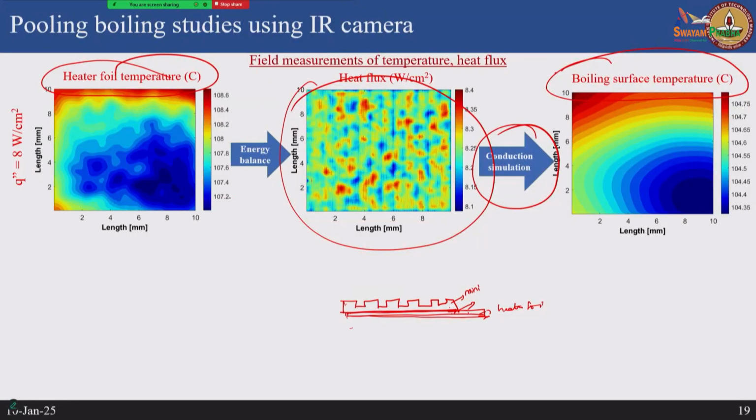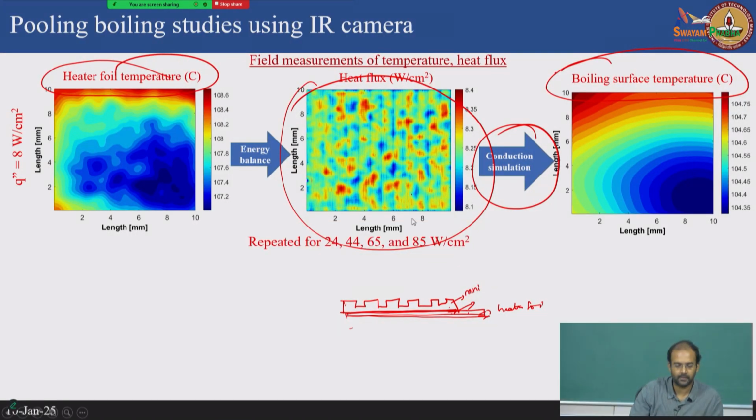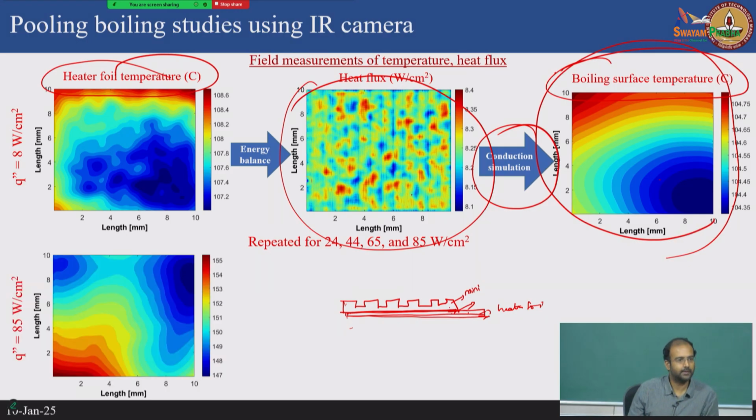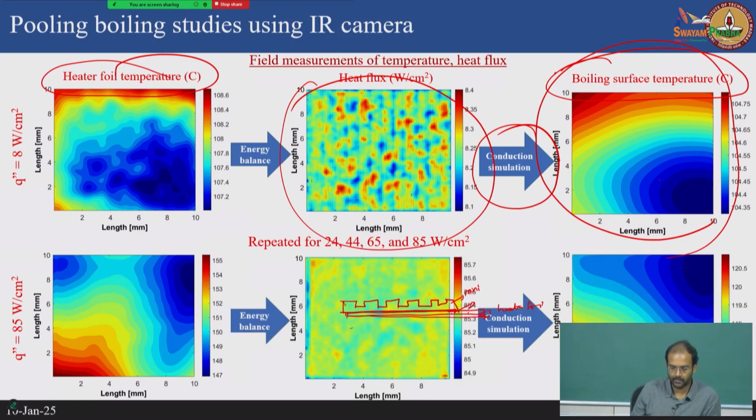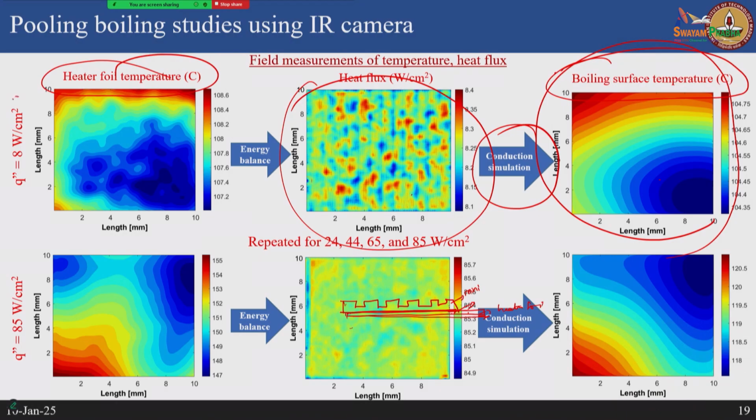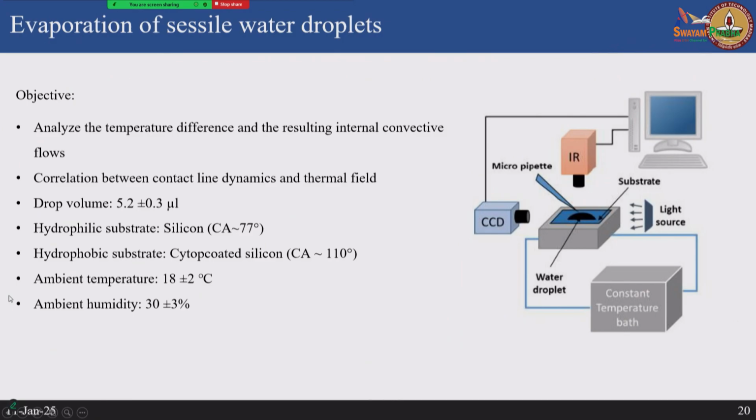So, you see that the heater foil temperature is this, and finally when we do the energy balance, convert that into a heat flux field, and then do a 3D conduction simulation, we get an accurate estimate of the boiling surface temperature. So, this is all coming from the measurement. Measurement also has to be supported with some conduction simulation to complete the picture. So, this is at a heat flux of 8 watt per centimeter square, and this is at a heat flux of 85 watt per centimeter square.